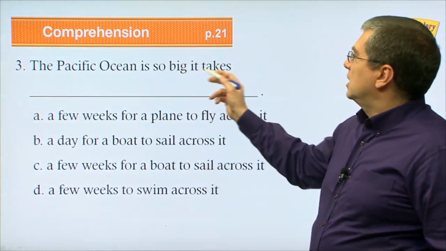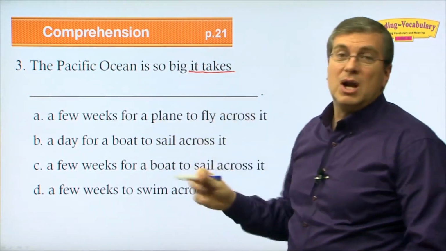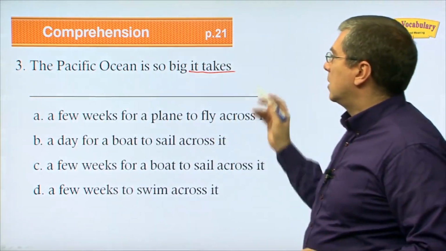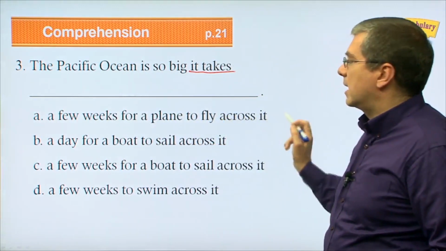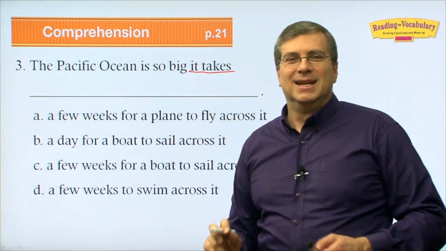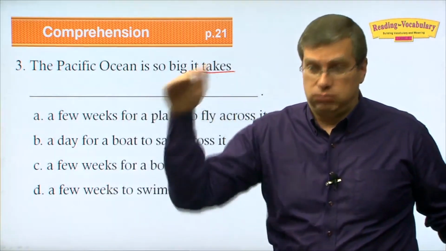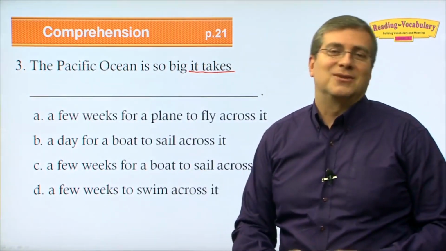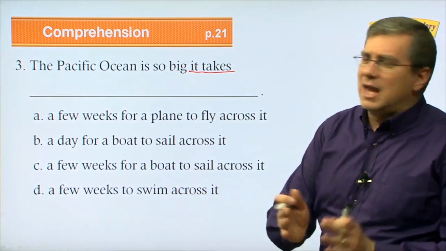The Pacific Ocean is so big that it takes, remember, a journey... takes. How long does it take? It takes a few weeks for a plane to fly across it. That's impossible. Planes can't fly for a few weeks. They run out of fuel, right? They'd fall down. Well, maybe they could stop and get fuel, right? That's possible. But that's not what the passage said. Not a few weeks, a lot shorter than that.